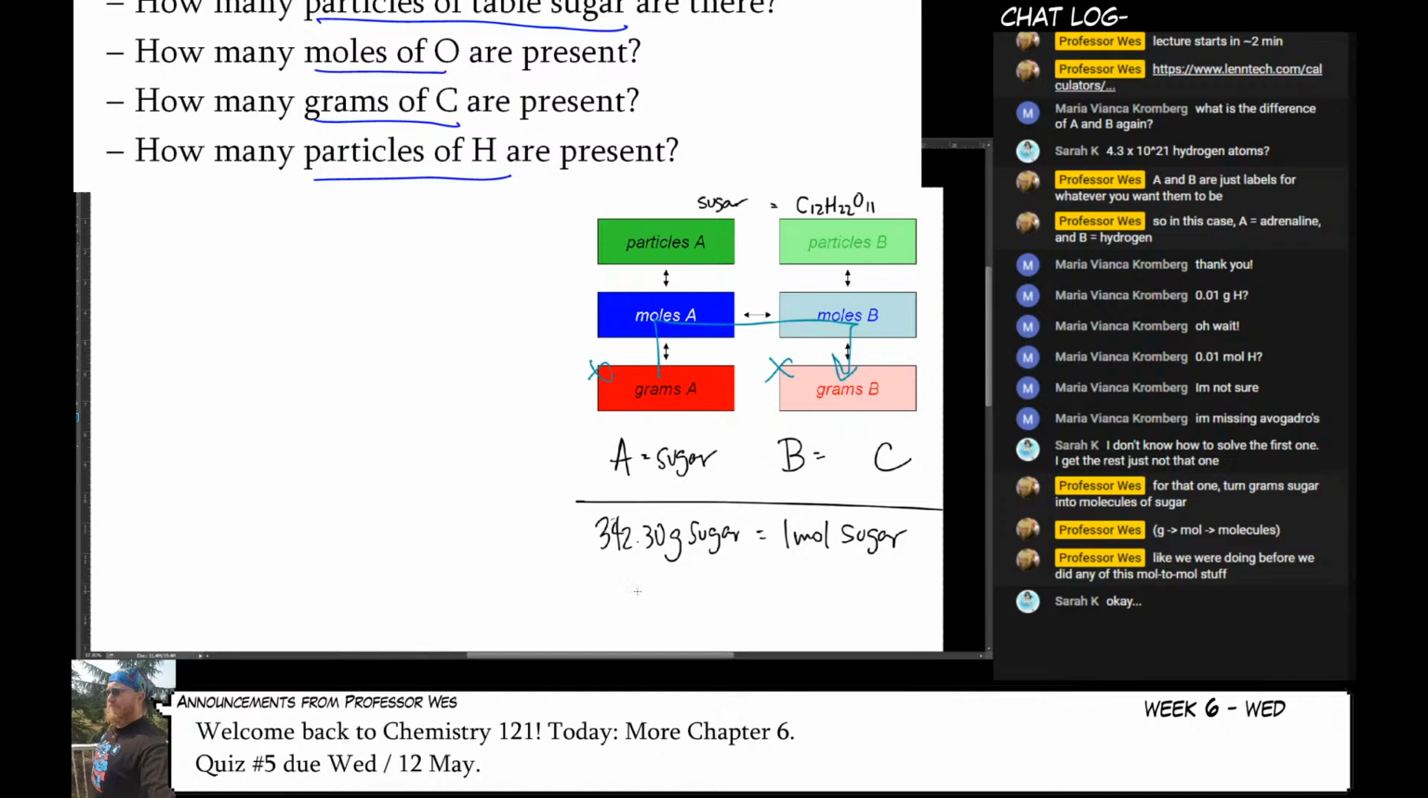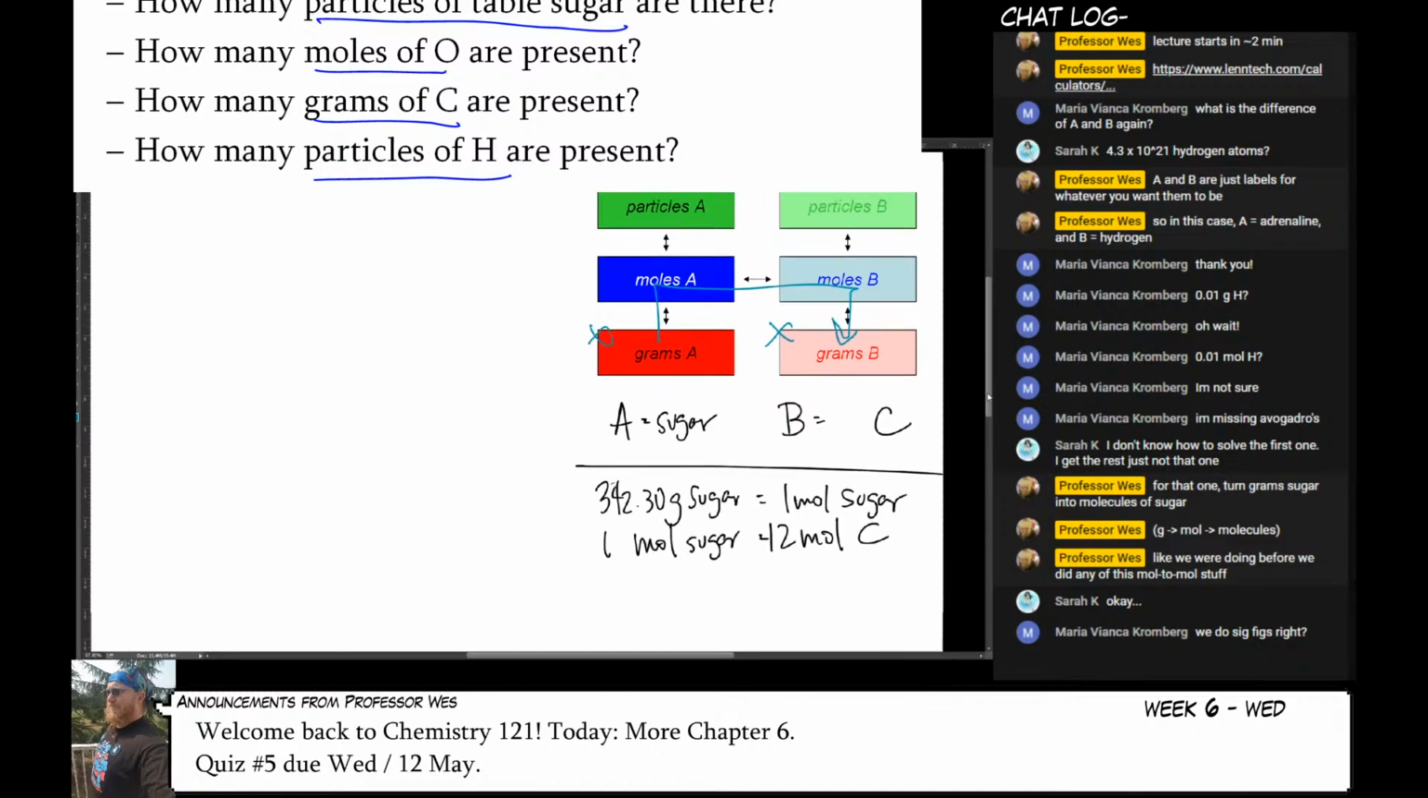We got the first step already taken care of. You always do sig figs. Anytime you do math, do your sig figs. In 1 mole of sugar, how many moles of carbon are there? Well, according to the formula, there are 12. And then finally, moles of carbon to grams of carbon. 1 mole of carbon is 12.011 grams of carbon.